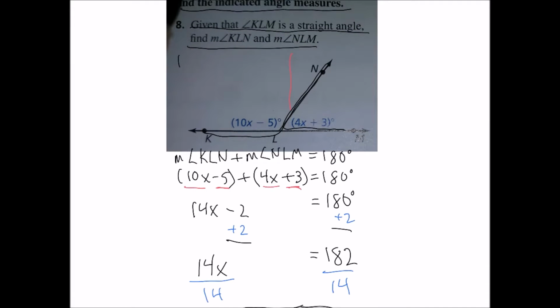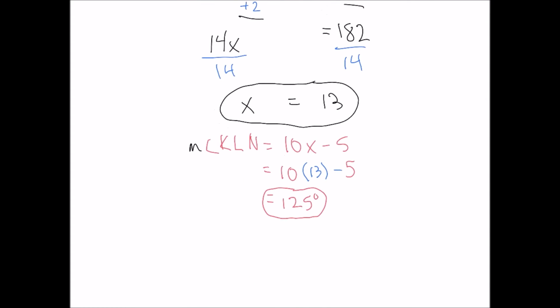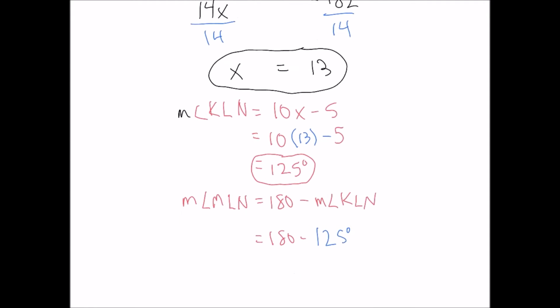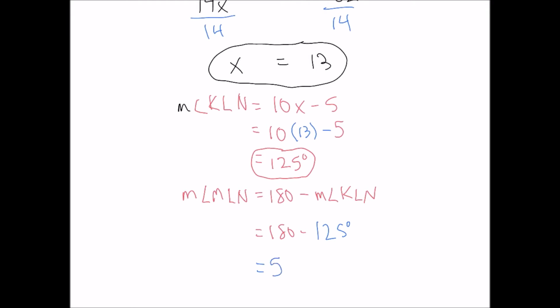Now, we're good to double check. We could substitute the value of x into 4x plus 3, or we could say, well, that's 180 minus what the other one was, so 180 minus 125, which is going to be 55 degrees. 180 minus KLN, 180 minus 125, and that works out to be 55 degrees. Perfect.